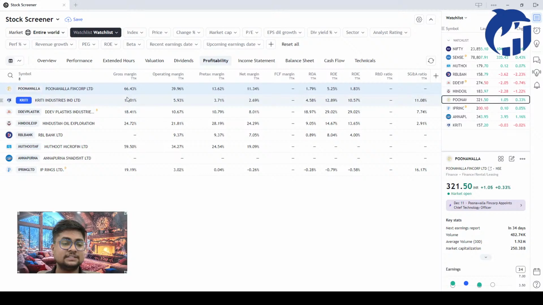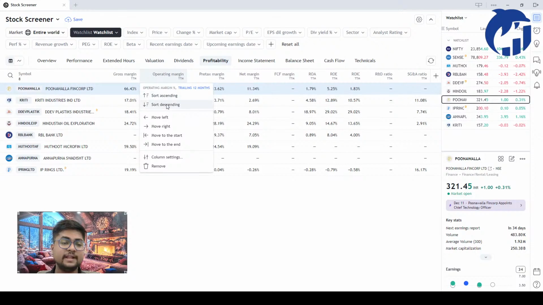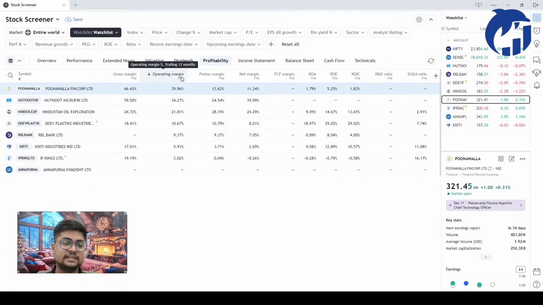So let's look at Poonawalla. The gross margin is the highest among all of them, 66.43%. Kriti Industries, look, it's 17.01%. If you look at the average, Muthoot Microfin is at 59.50%, IP Ring is at 19.19%, right? If you look at the operating margin, let's arrange it in descending order. The operating margin is also highest for Poonawalla.